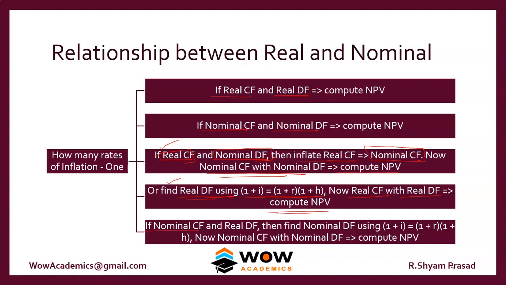So if nominal cash flow and real discount factor is given, then you can find out the nominal discount factor, because that is the easiest approach, using the formula which we did earlier. And now you will get the nominal discount factor. When you know the nominal cash flow and you know the nominal discount factor, you just found out, then you can do the NPV. So however you do it, you have to get it in common terms. Both should be in real terms or both should be in nominal terms. Then only you will get the right answer.